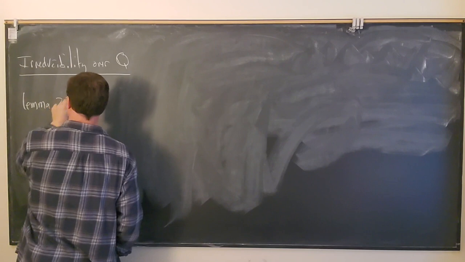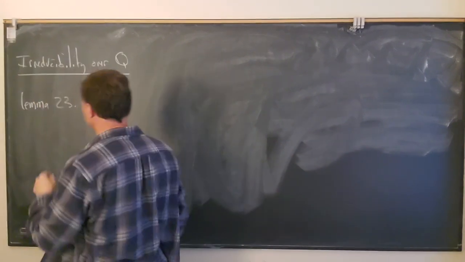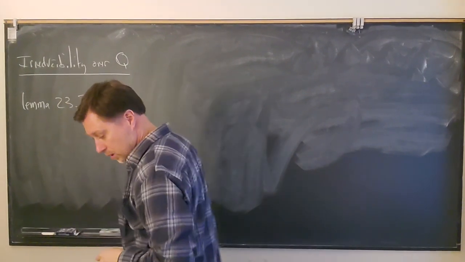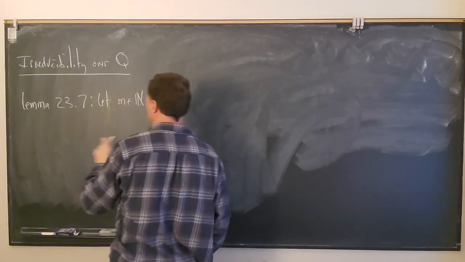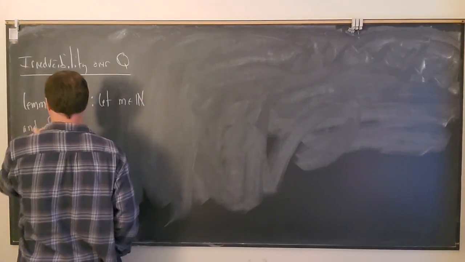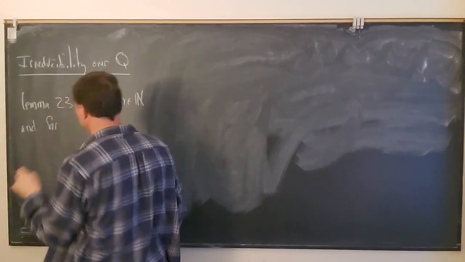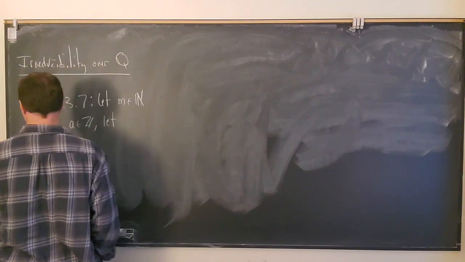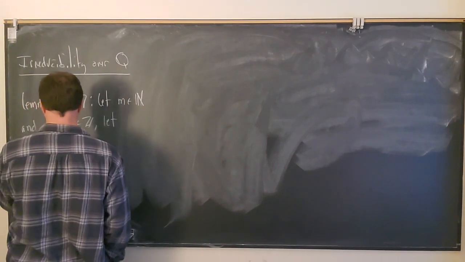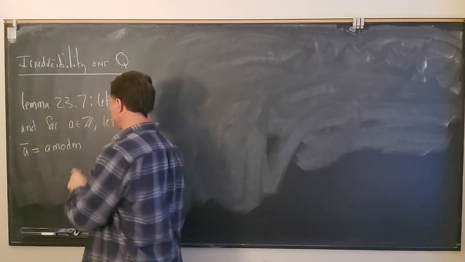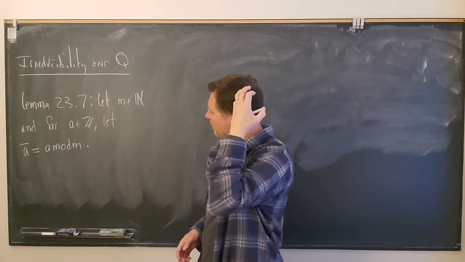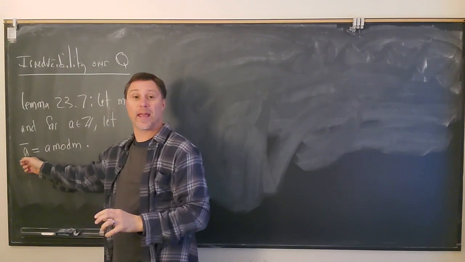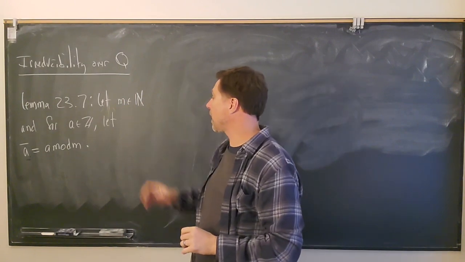So we're going to start with this result. This will be Lemma 23.7. Let m be a natural number, and for little a in Z, let a bar equal a mod m. We're going to use this notation a bit in this class. When you see a bar for an integer and we're working with a particular natural number, we interpret that as shorthand for a mod m, so reducing mod m.